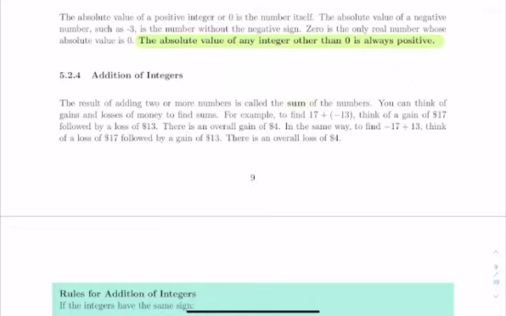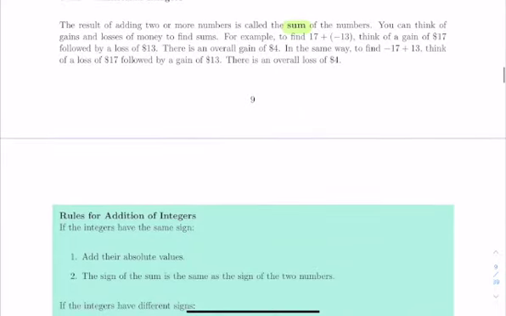The result of adding 2 or more numbers is called the sum of the numbers. You can think of gains and losses of money to find sums. For example, to find 17 plus -13, think of a gain of $17 followed by a loss of $13. There is an overall gain of $4. In the same way, to find -17 plus 13, think of a loss of $17 followed by a gain of $13, and there is an overall loss of $4.